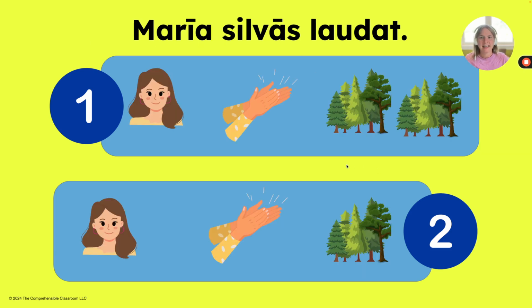Okay. Maria silvas laudat. Maria silvas laudat. One or two? Which one do you pick? Maria silvas laudat. If you picked one, you are correct. Maria silvas. Now see, here's the S on the end of silva, so it's plural. So more than one forest. Laudat. She praises the forests.